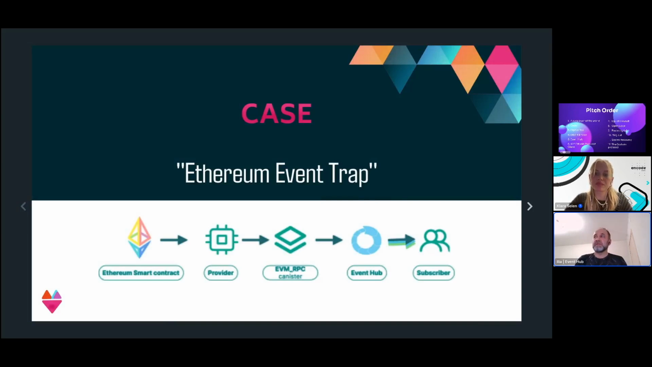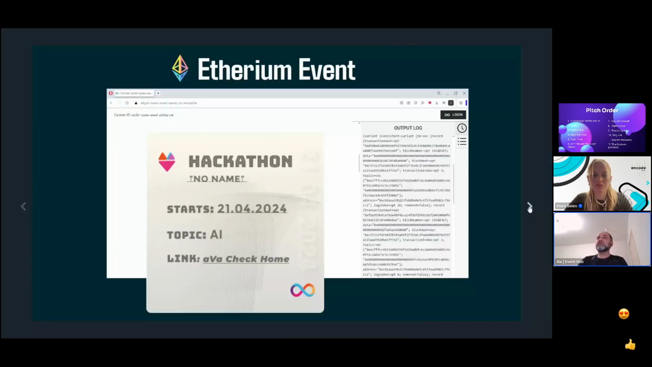Examples of use cases. Ethereum Event Trap. Event Hub can monitor Ethereum events and send Ethereum transaction logs to ICP canister. For example, you can check Ethereum smart contract logs and issue ICRC7 NFT to your client on ICP mainnet when Ethereum event occurs. As you can see, Event Hub will catch Ethereum event, and you can handle it with your front-end canister.